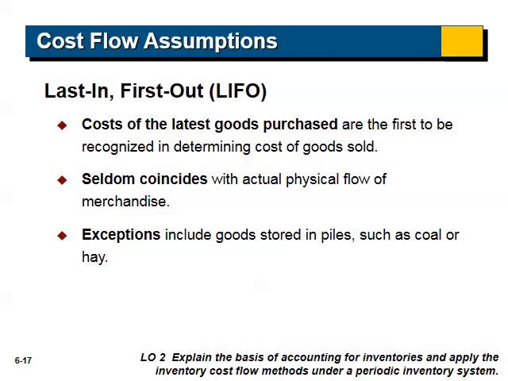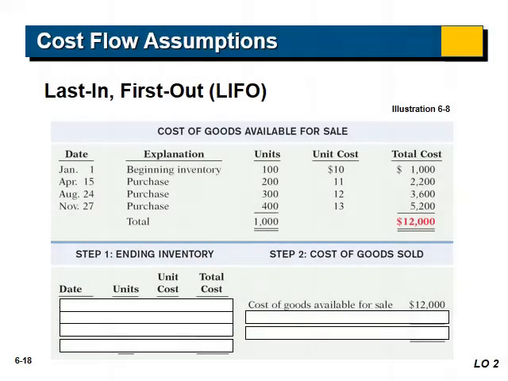The second assumption is the last in, first out, or LIFO. The cost of the latest goods purchased are the first to be recognized in cost of goods sold. So we're assuming that the last ones we purchased are the first ones we sold. And this is rarely the case in the physical flow. It's the same example that we used before.